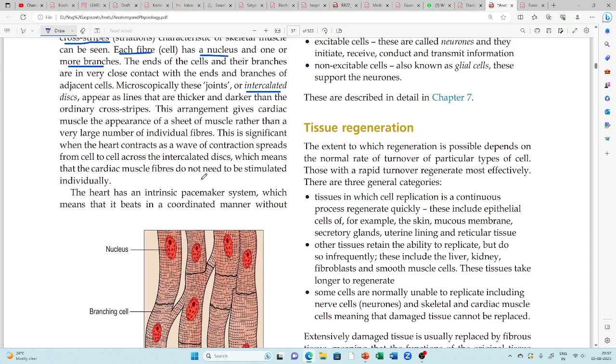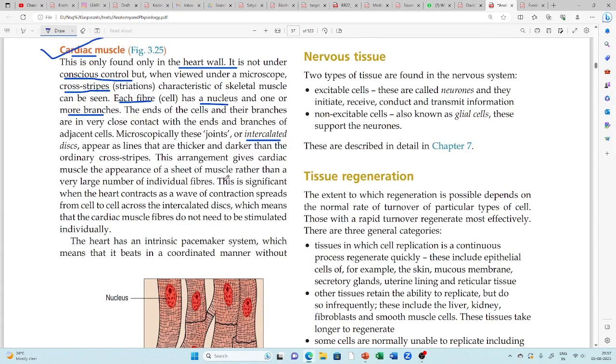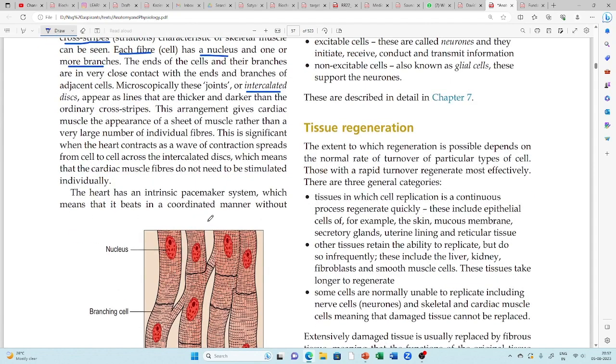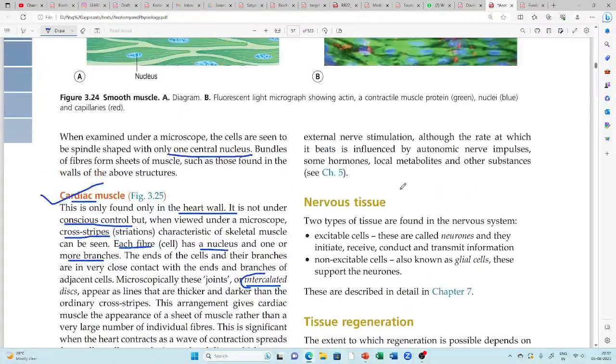Just to understand what is meant by cardiac muscle: it is present in the heart wall and is not in our control. That is why it is known as involuntary. But there are striations like the skeletal muscles, each fiber has a nucleus, and there are one or more branches in this muscle. The joint place between these is known as the intercalated disc. This is all about muscles.